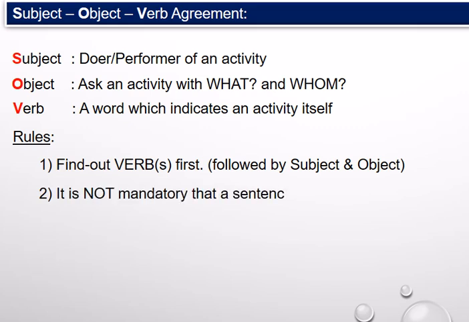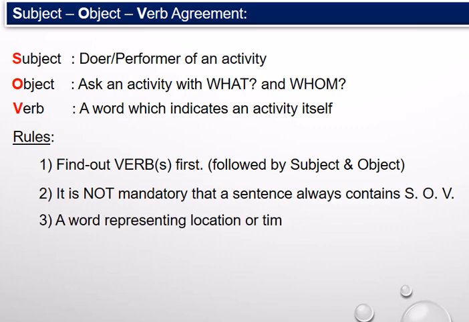The second rule says it is not mandatory that all the subject, object and verb are there. Generally we have subject, object and verb, but sometimes there is no subject, other times there is no object, and there are sentences where there is no verb at all. So that is the second rule.